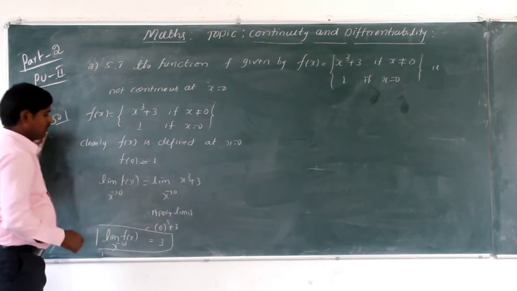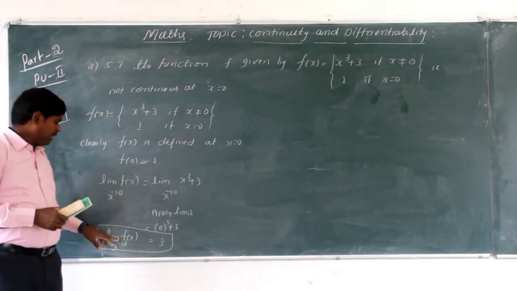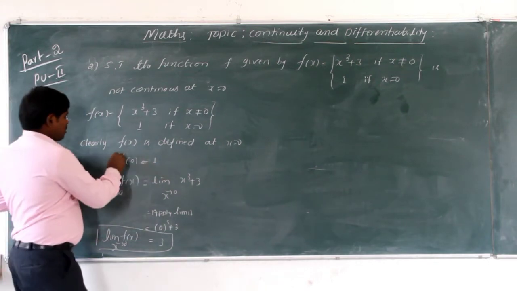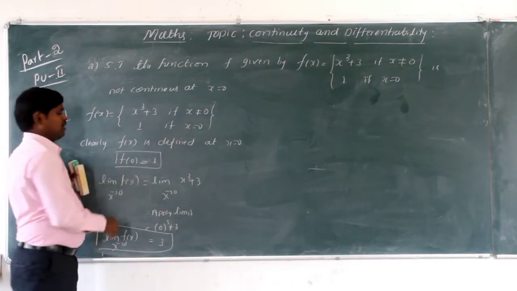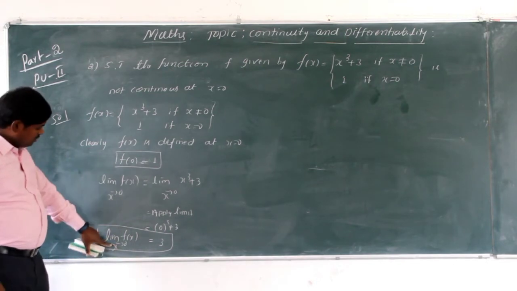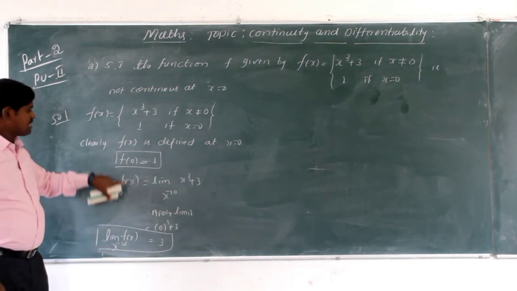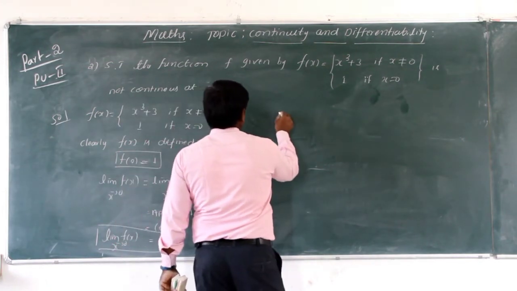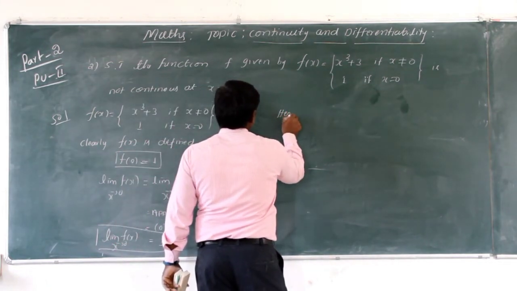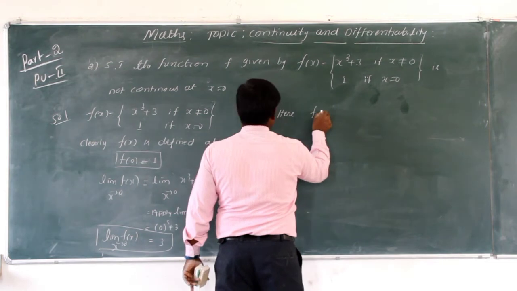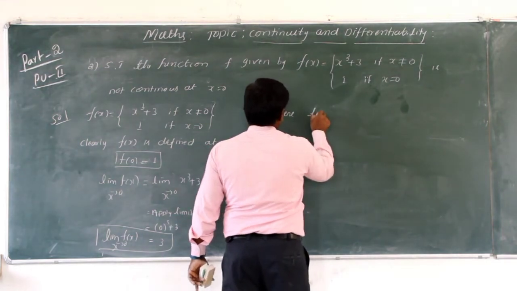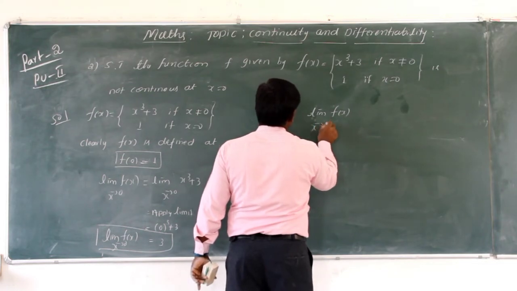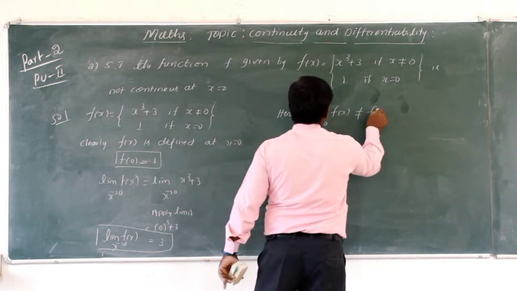Observe here. This is the limiting value of the function. This is the value of the function. So both are not equal. So we observe that the limit of f of x as x tends to 0 is not equal to f of 0.